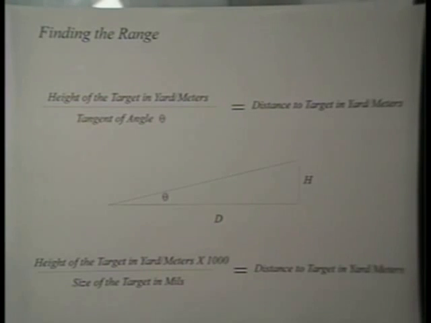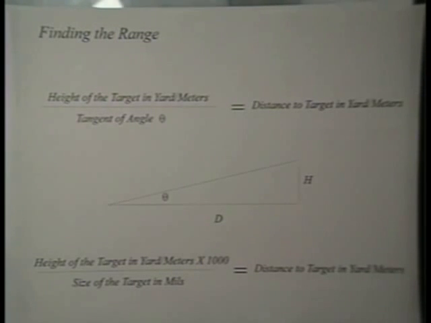What we typically use, and it's a lot easier to work with, is we take the height of the target in yards or meters and multiply it by 1,000. So a typical man is 2 yards, so the number on top is almost always 2,000. We're dealing with human targets, or if we only get a half target, we put that into the computation. And then we mil them.